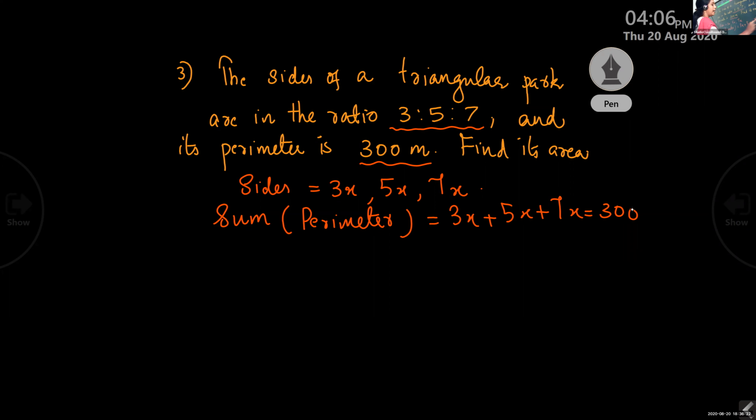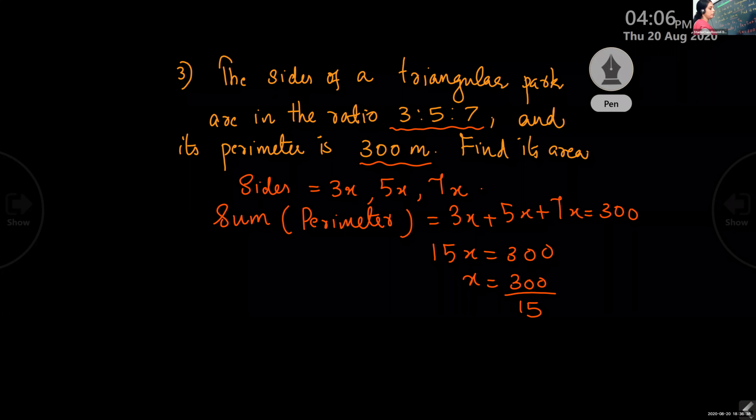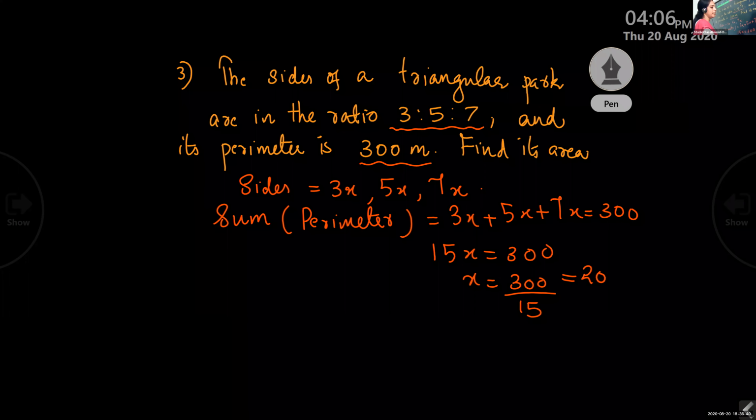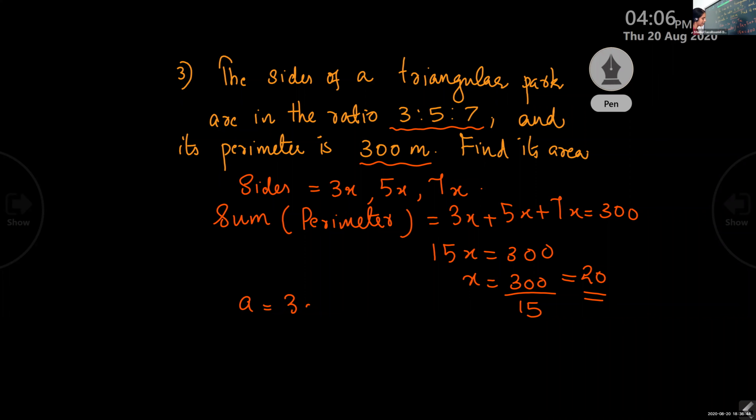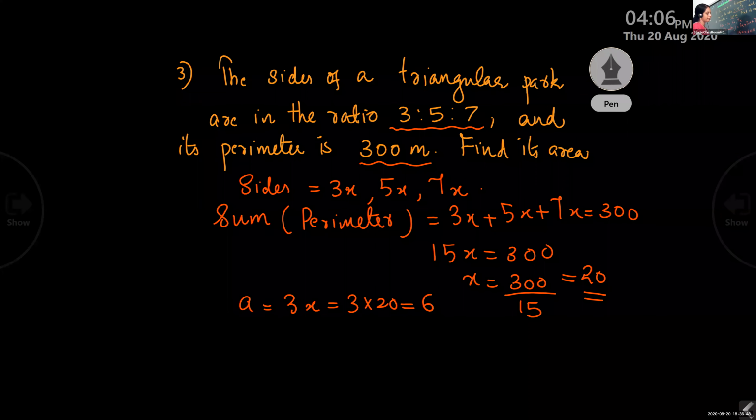Now you can add this. 3 plus 5 is 8, plus 7 is 15. So 15x equal to 300, and x equal to 300 by 15. 300 by 15, so you will get 20. X is 20. So one side a equal to 3x equals 3 into 20 equals 60 meter.